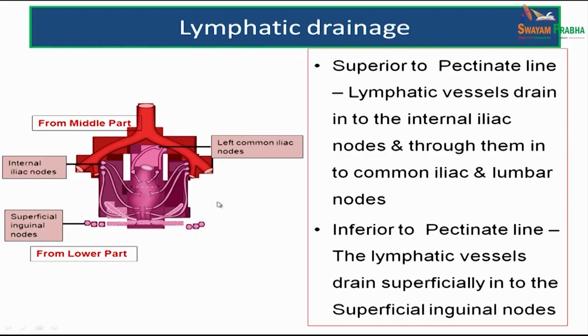Coming to the lymphatic drainage, superior to the pectinate line, lymphatic vessels drain into internal iliac nodes in relation to internal iliac artery. From there they go into the common iliac nodes and also into lumbar nodes. Inferior to the pectinate line, the lymphatic drainage goes into superficial inguinal nodes. So, above pectinate line, it is to the internal iliac nodes, common iliac nodes, lumbar nodes. Below pectinate line, lymphatic drainage is into the superficial inguinal nodes. Hence, pectinate line is an important anatomical landmark.